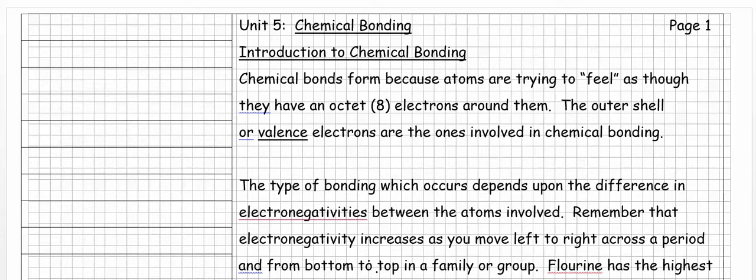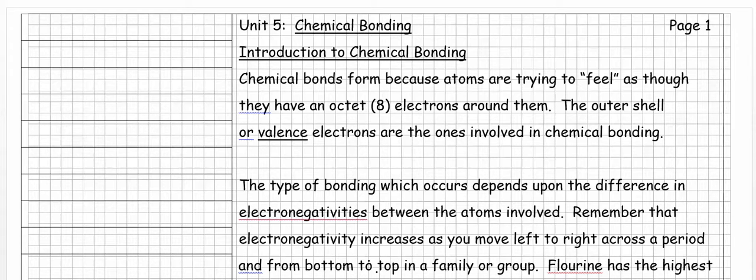Well, the answer is really pretty simple. Chemical bonds form because atoms are trying to feel as though they have an octet of 8 electrons around them. So 8 is the magic number. All atoms are trying to get to this number of 8 electrons in their outer shell. And the outer shell or valence electrons are the ones that are involved in chemical bonding. So let's look at a couple of examples.